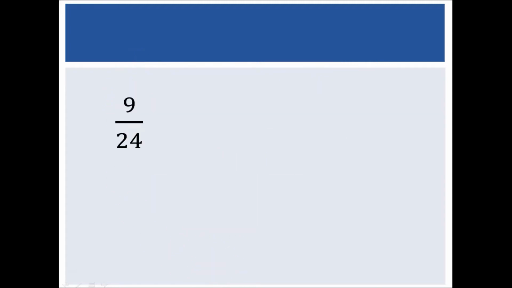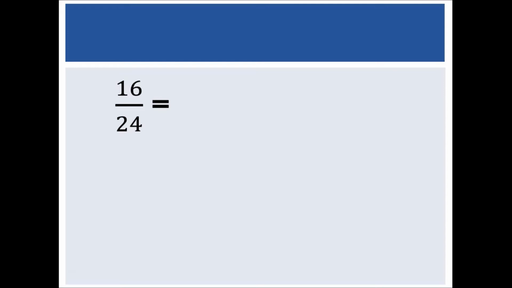Now let's try the other method, which is finding a number that is divisible into 9 and 24 evenly. It goes in evenly by 3. 3 goes into 9 3 times. 3 goes into 24 8 times. So your final fraction is 3 over 8.